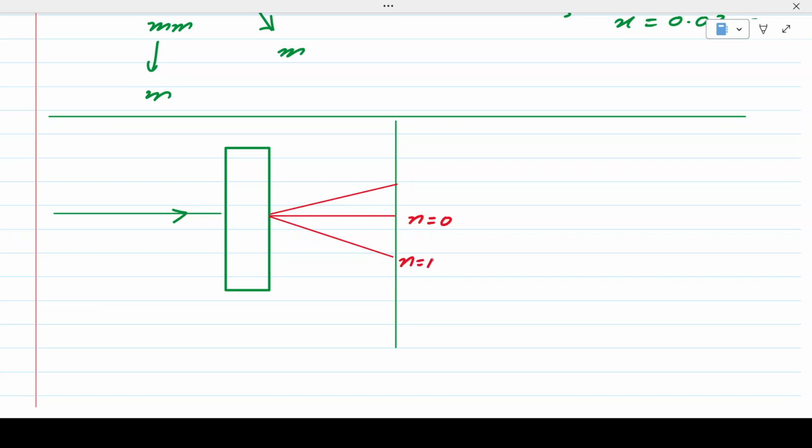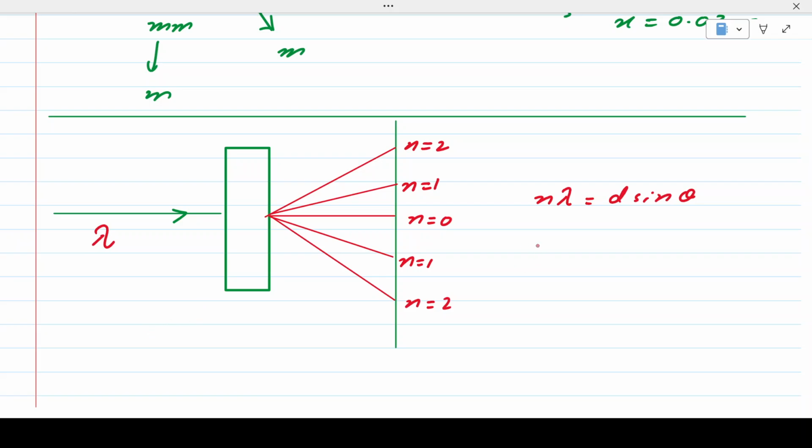So this one is n equals 1. This is also n equals 1. This one is n equals 2. This is also n equals 2. And the formula is n lambda equals d sine theta. Lambda is the wavelength here. d is the slit separation.